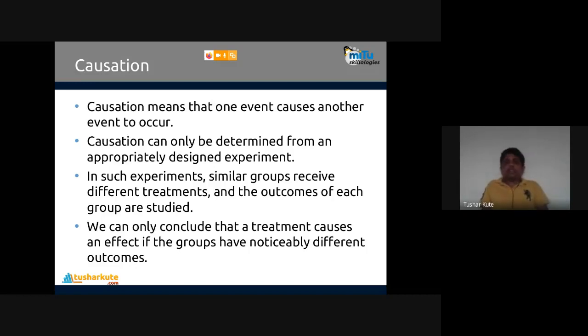In such experiments, similar groups receive different treatment and the outcome of each group is studied. Similar group, different treatment, and different results. So we can only conclude that treatment causes an effect if the groups have noticed different outcomes.